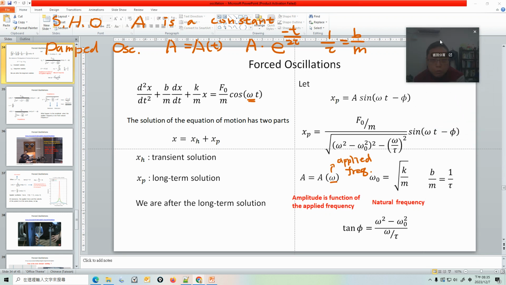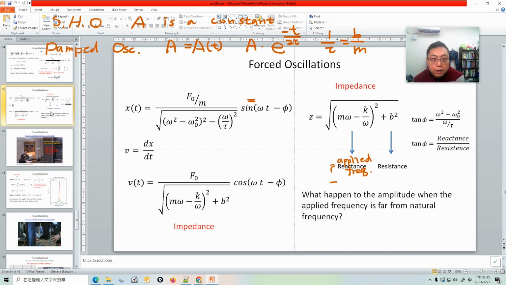Then we are going to go a little further and look at what information is in there. This amplitude solution will give us lots of information. So next, we go to the next page. We have a solution, the particular solution, the long-term solution, with amplitude A of omega.